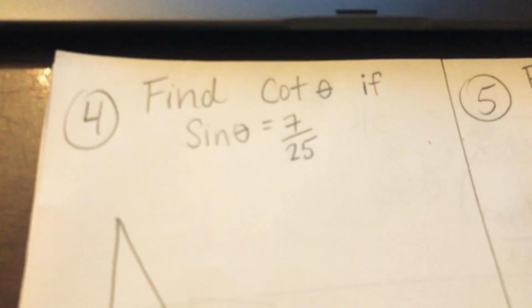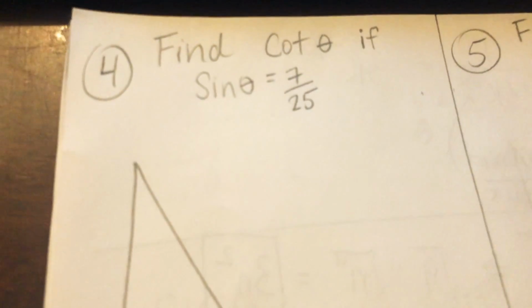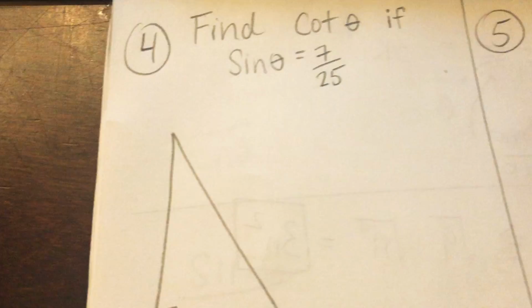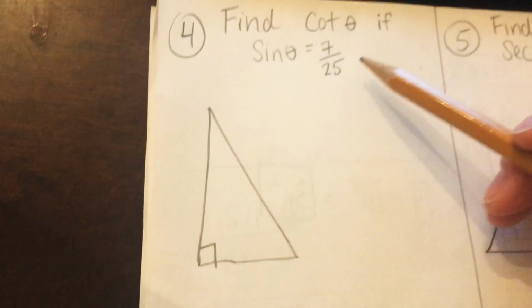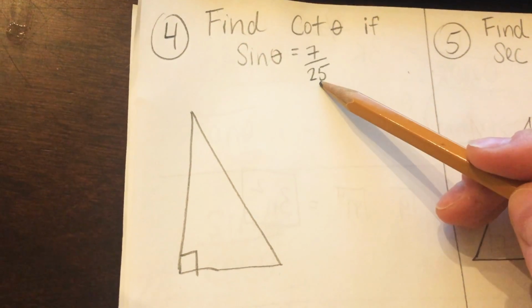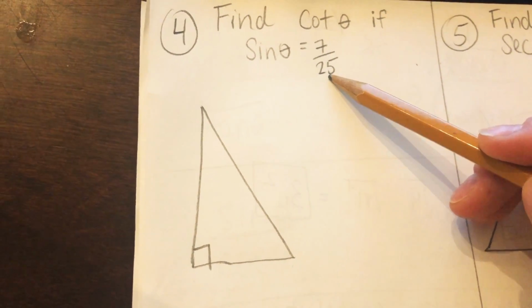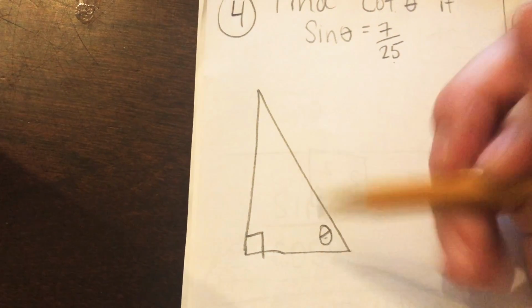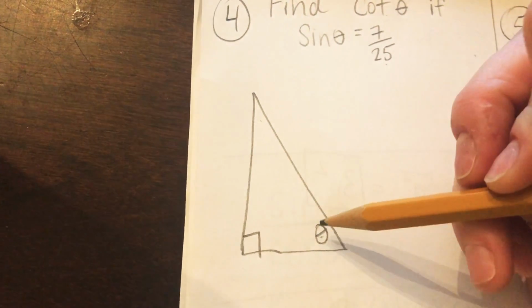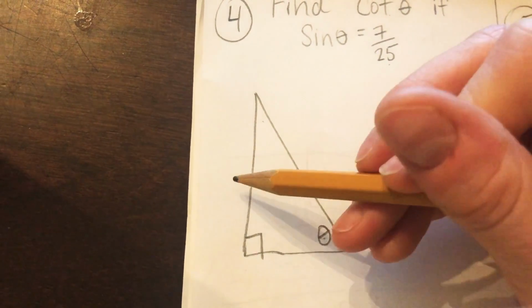Find the cotangent of theta if sine theta is 7/25. To help yourself, you should draw a little right triangle, which I've already done here, and label it. If sine of theta is 7/25, what is cotangent? So draw a little triangle and put the theta somewhere. It doesn't matter where you put it. You can put it at this angle, or at this angle. It just will affect what's opposite, right?